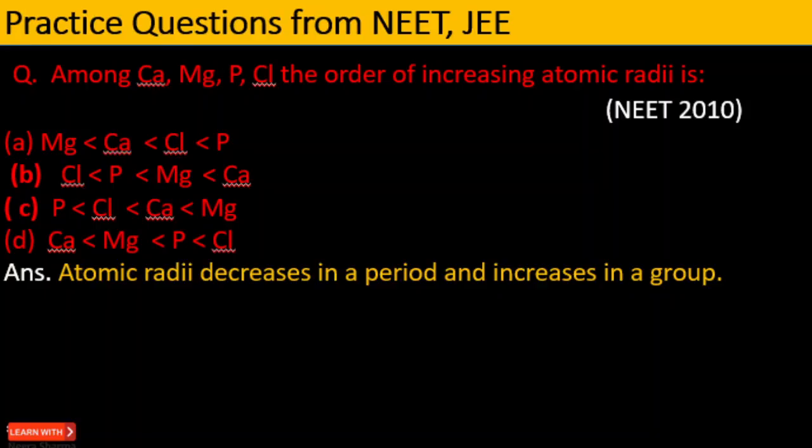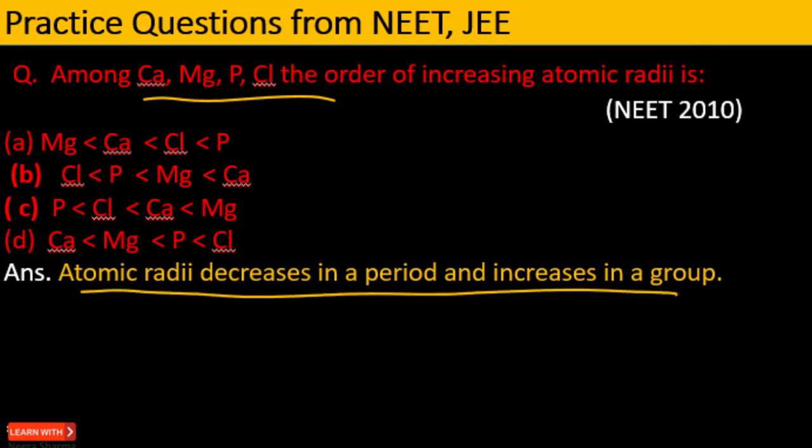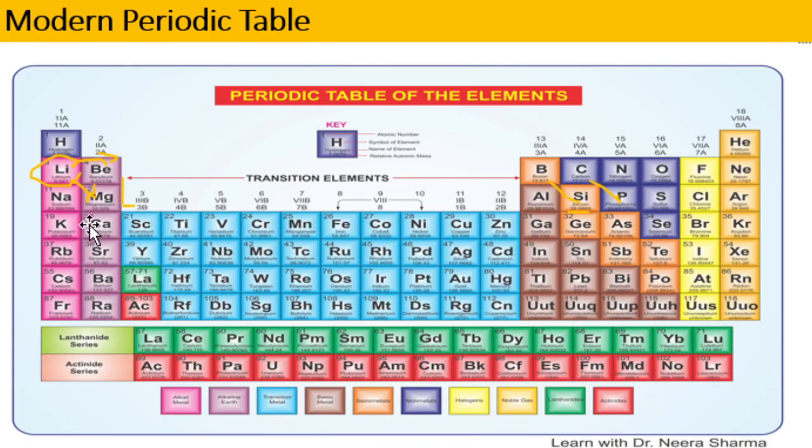Now let's take up another question. Among calcium, magnesium, phosphorus and chlorine, the order of increasing atomic radii is, what will be the order? Atomic radii decreases in a period and increases in a group. So where are calcium, magnesium, phosphorus and chlorine placed in the periodic table?